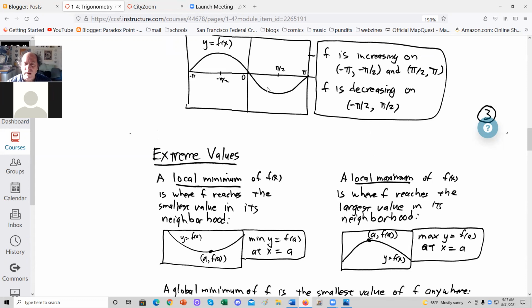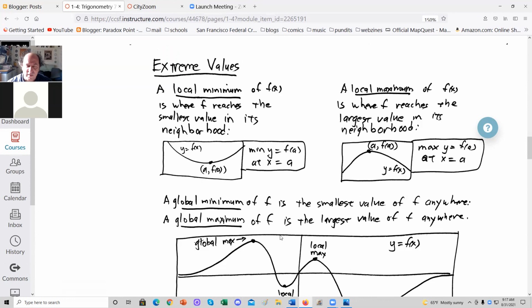At a point where it decreases and pauses and increases, for that brief moment it's a local minimum. It's the smallest value in its neighborhood. So no matter which way you go, left or right, you get a bigger value. And so we write this as minimum value of y equals f of a at x equals a.